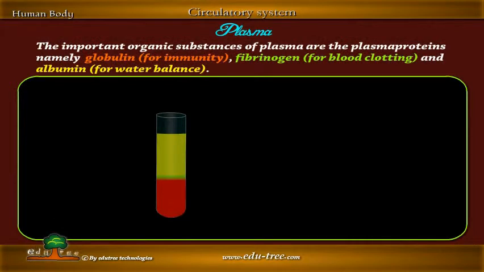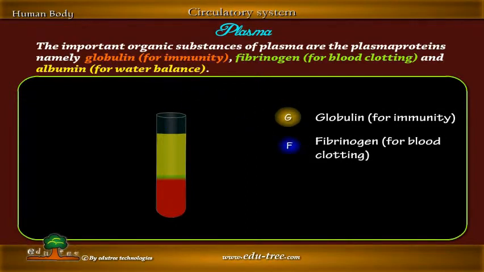The important organic substances of plasma are the plasma proteins, namely globulin for immunity, fibrinogen for blood clotting, and albumin for water balance.